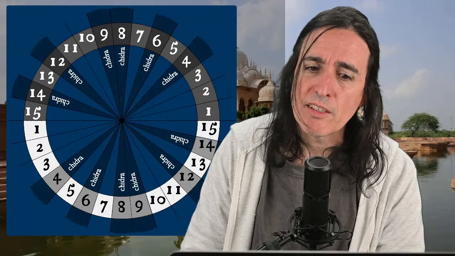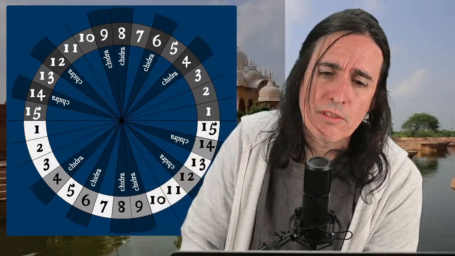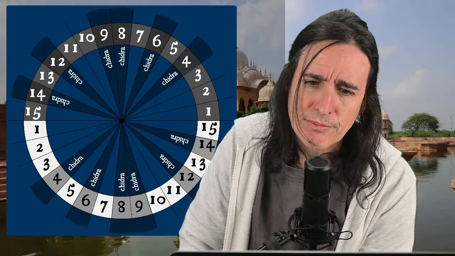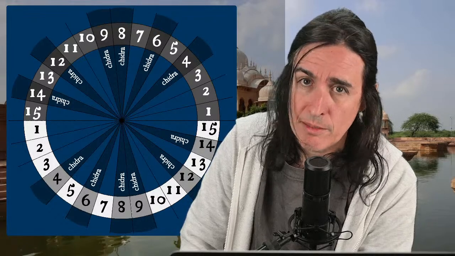You can see that they're exactly the same on both the waxing and the waning, right? The fourth phase of waxing and fourth phase of waning are both chidra, or flawed. Sixth of waxing, sixth of waning, same. Eighth of waxing, eighth of waning, same.